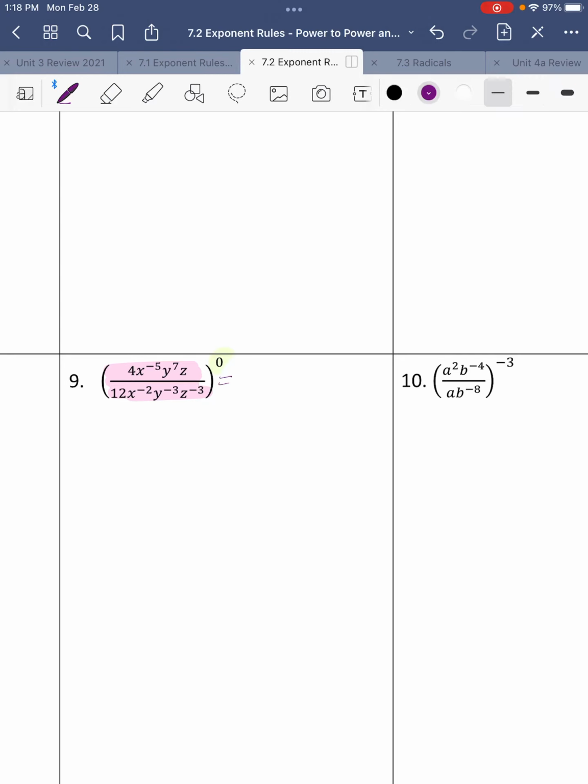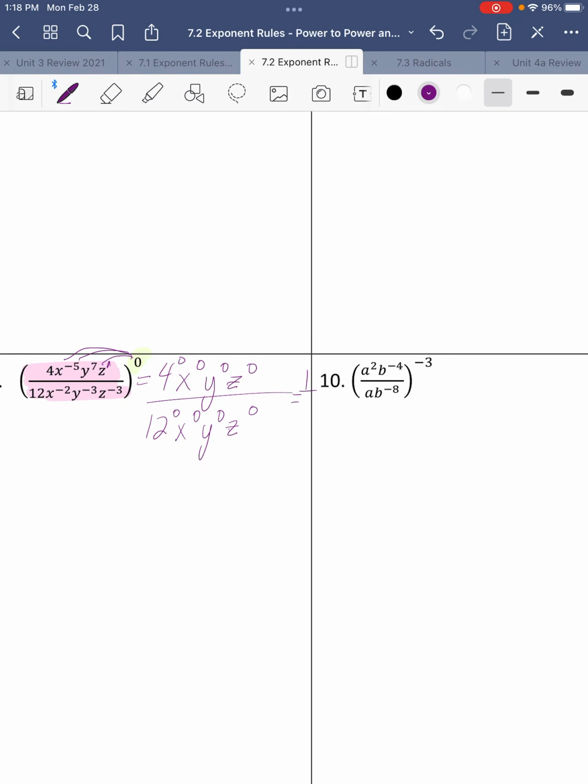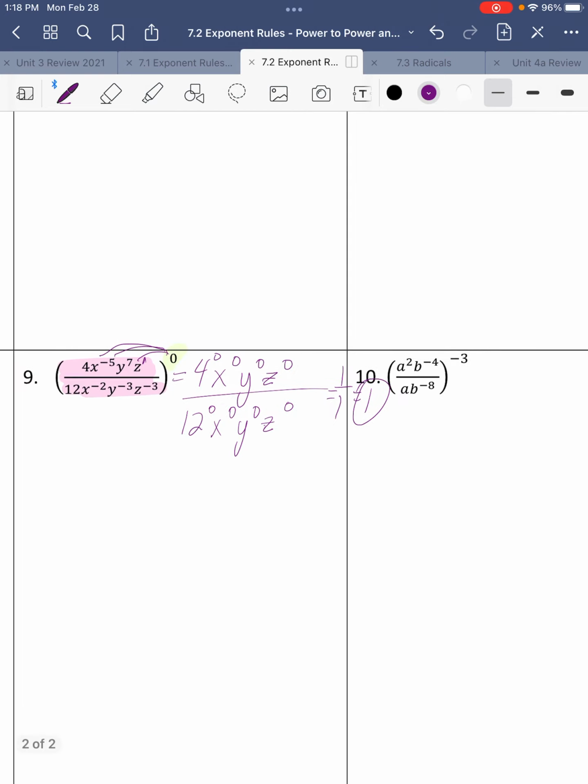If you didn't realize that, you could distribute the 0 to everything. So it's 4 to the 0, negative 5 to negative 5 times 0 is 0, y to the 7 times 0 is 0, z to the first, z to the 0 over 12 to the 0, x to the 0, y to the 0, z to the 0. Everything's times 0. So everything is equal to 1. 1 divided by 1, that's 1. But, hey, anything raised to 0 power is 1. That's beautiful.